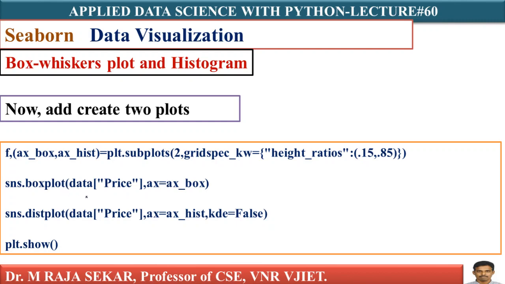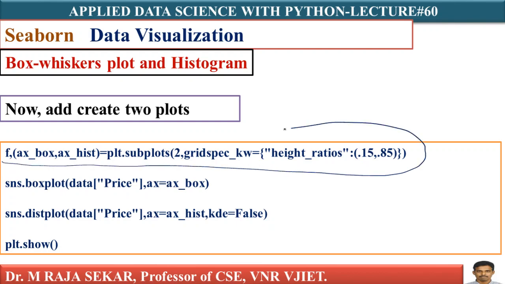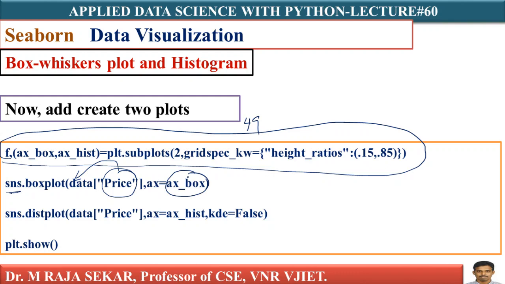Now we can add and create plots. The meaning of this I already discussed, and I also request you to go through lecture number 49 for this. We are dividing into subplots. sns.boxplot, you know what SNS is. The data is price. Price is a variable in the data frame, which is constructed from toyota.csv, and the output goes to ax_box. ax_box represents the axis for the box plot, and ax_hist represents the axis for the histogram.